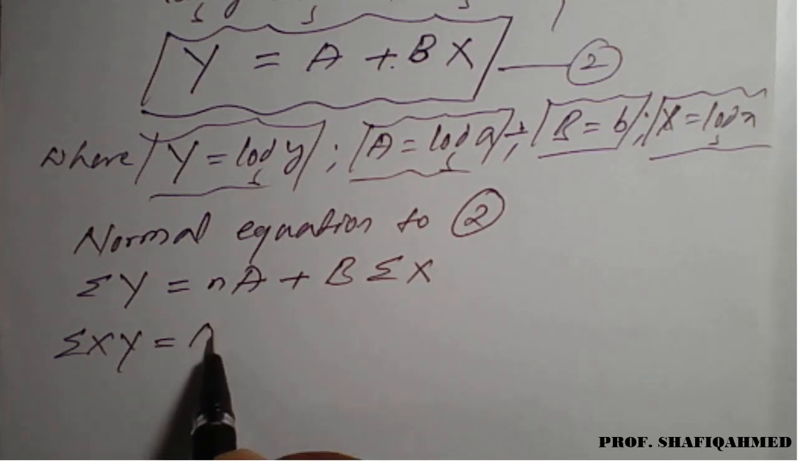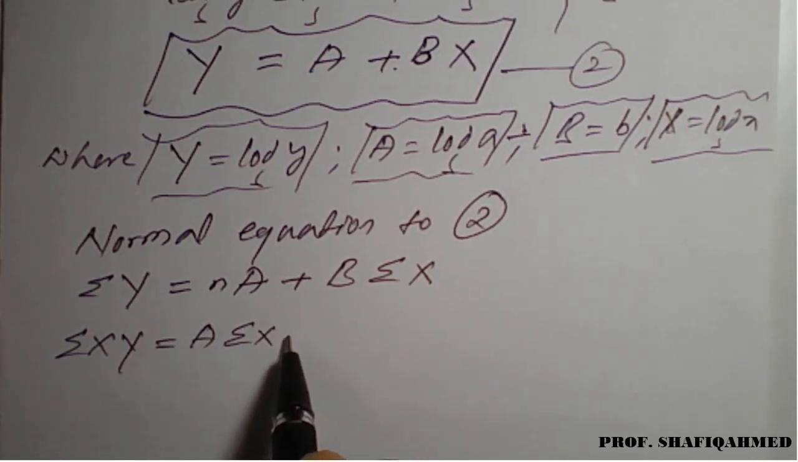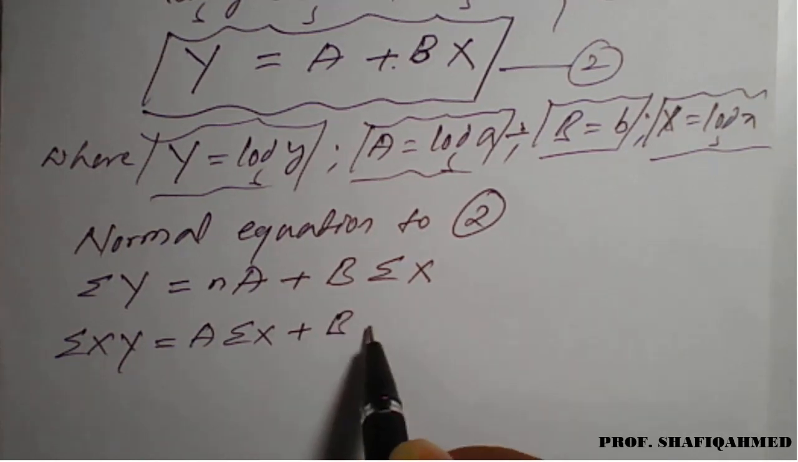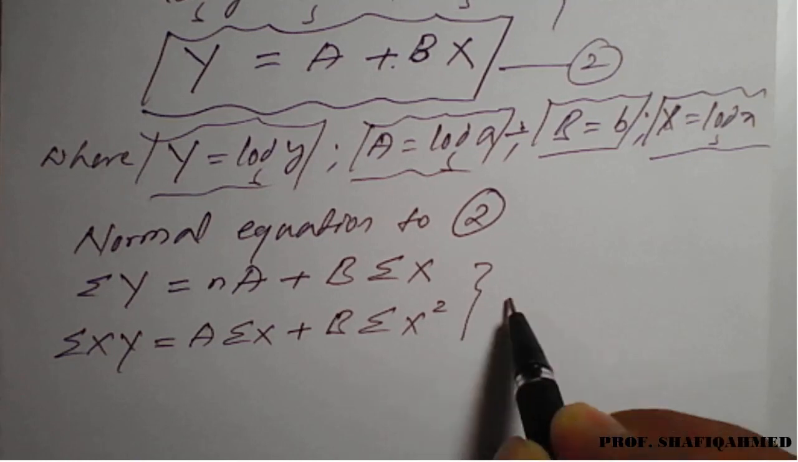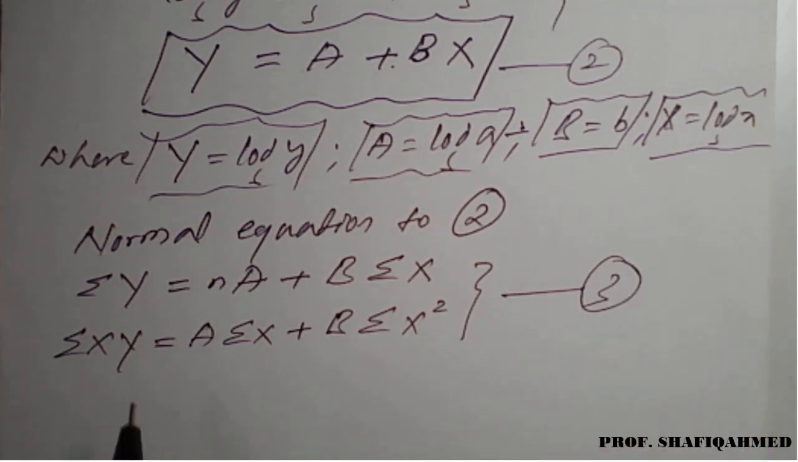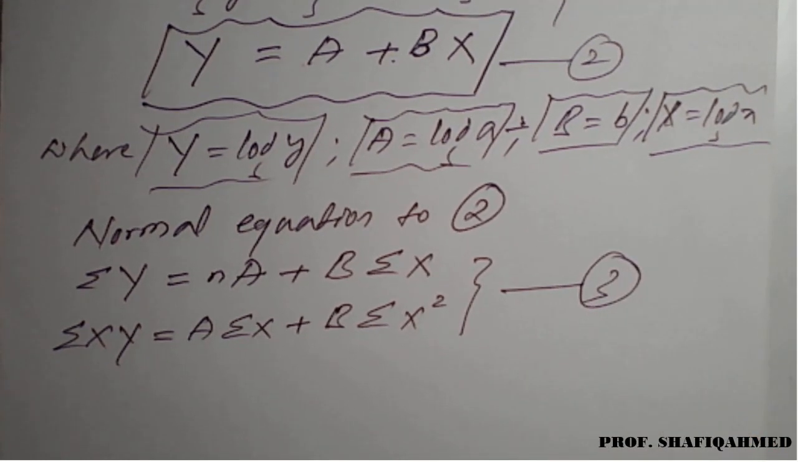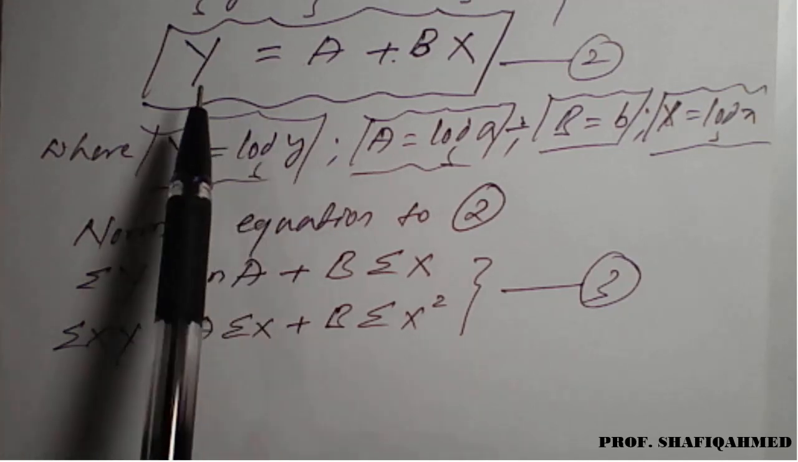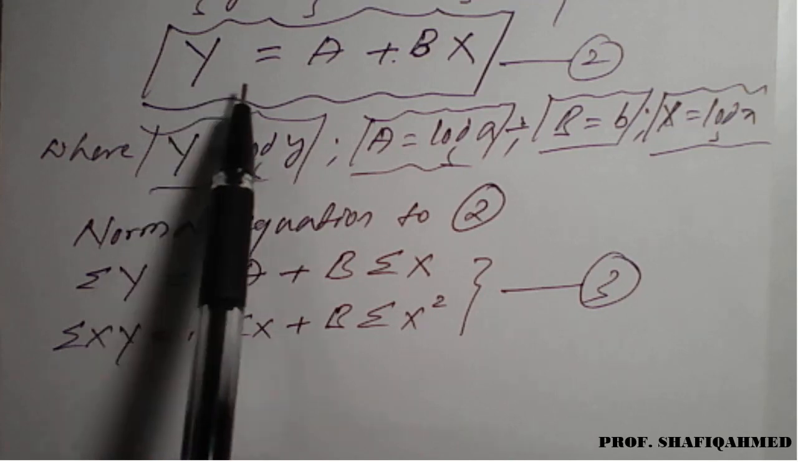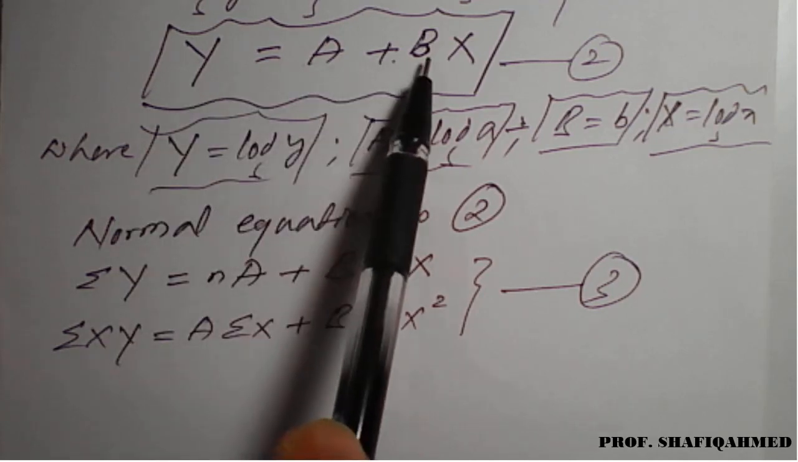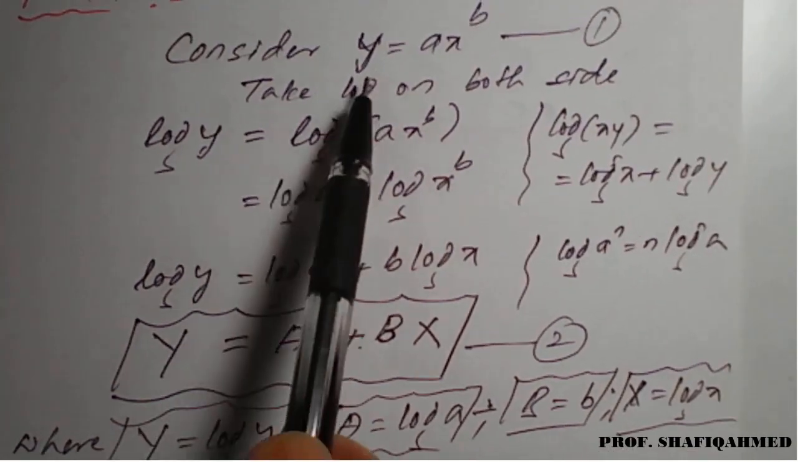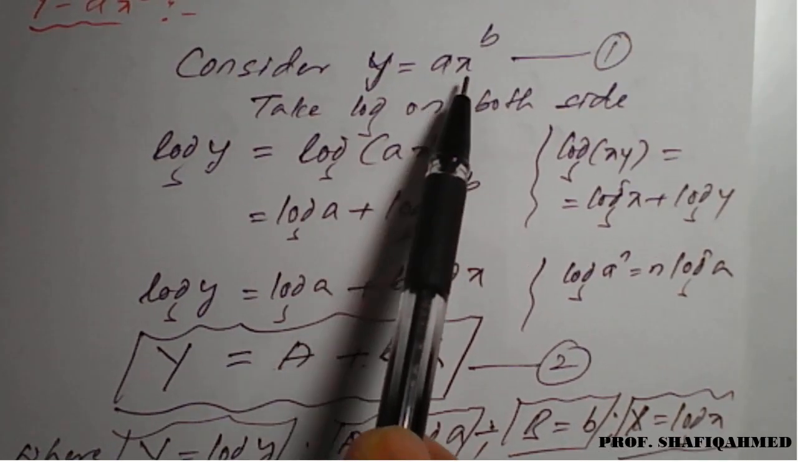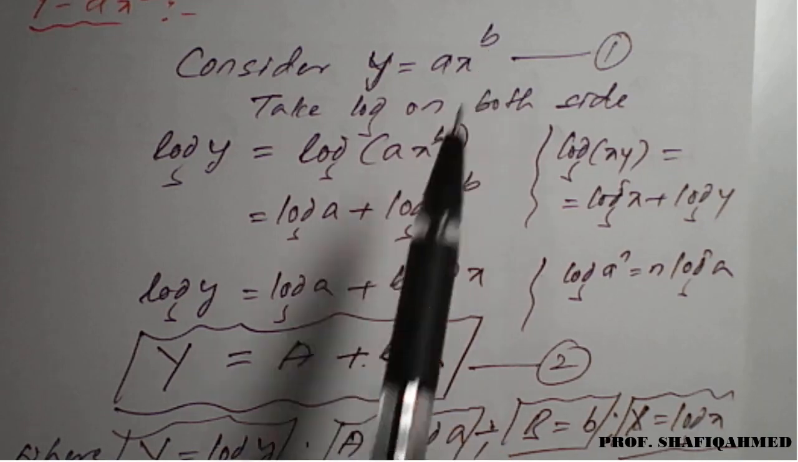So it will become a into summation of capital X plus b into summation of x. If you multiply it will become x square. So this is my equation number 3, which is nothing but the required normal equation for the modified form of the curve, that is y is equal to capital A plus b into x, and our actual curve is y is equal to a into x raised to b.